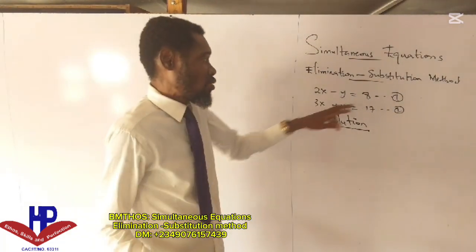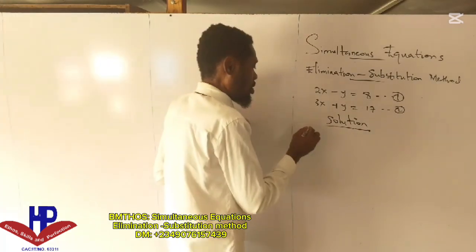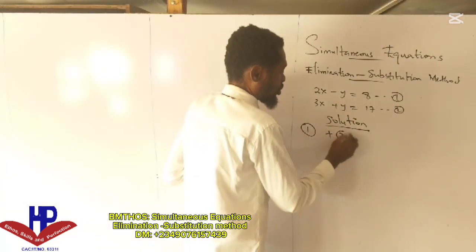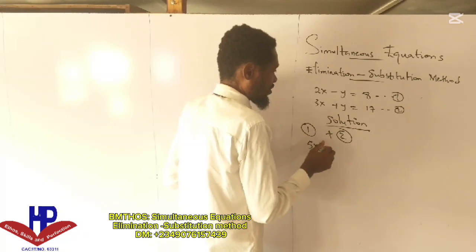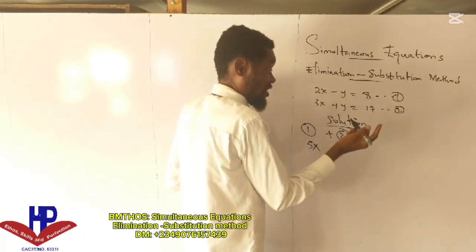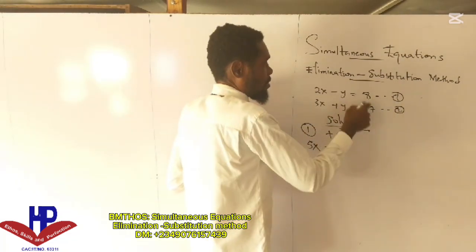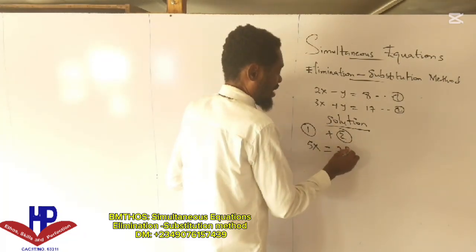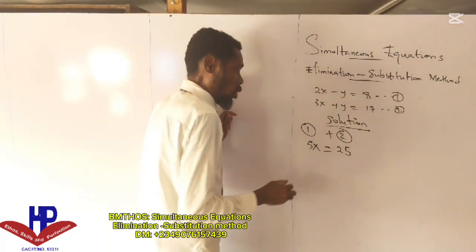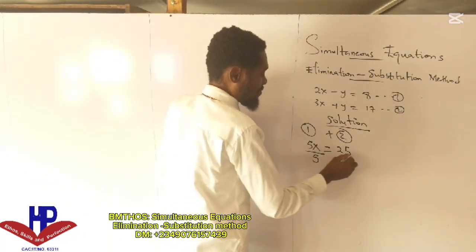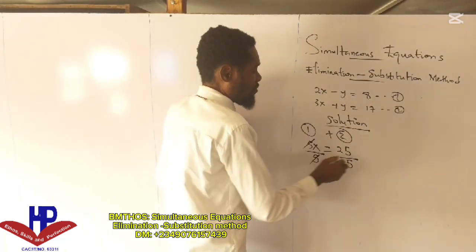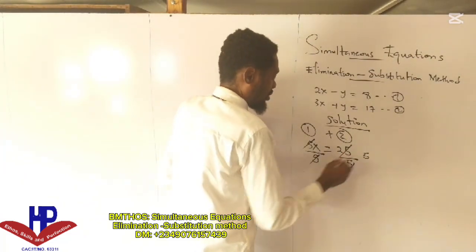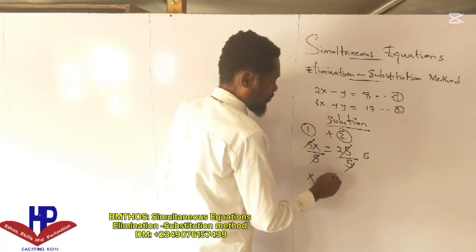So let's add equation 1 and equation 2. Equation 1 plus equation 2: 2x plus 3x gives us 5x. Minus y plus y is 0 already. 8 plus 17 is 25. Now to make x stand alone, divide both sides by 5. So 5 cancels out the 5, and 25 divided by 5 is 5. So our x is equal to 5.